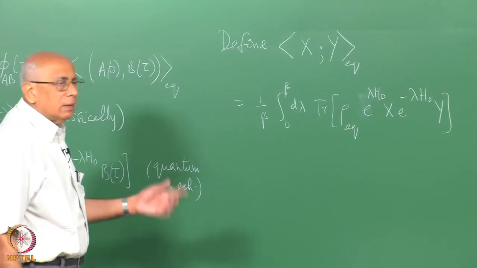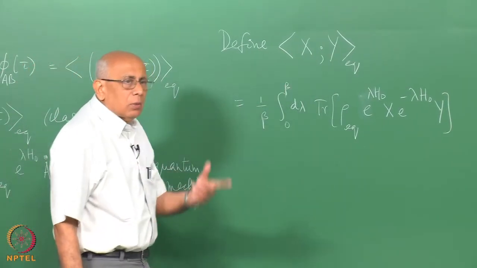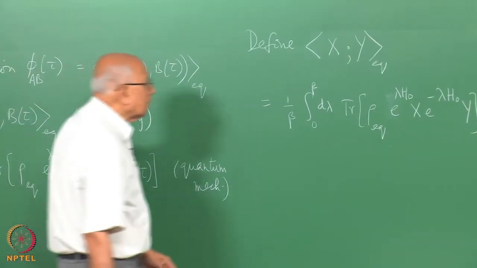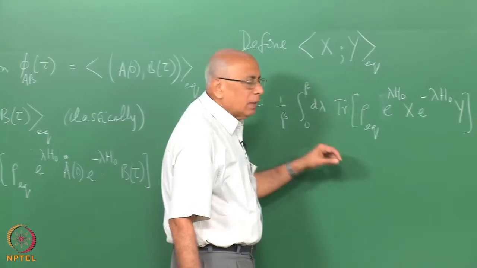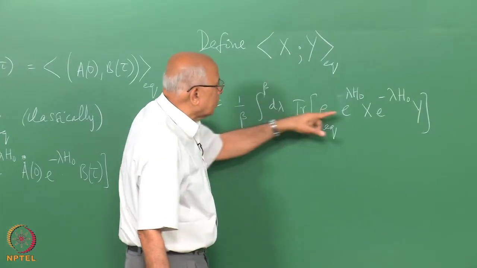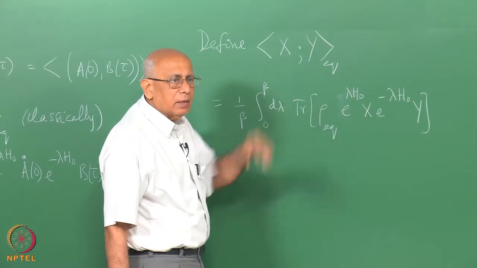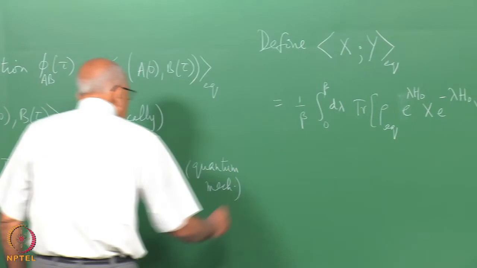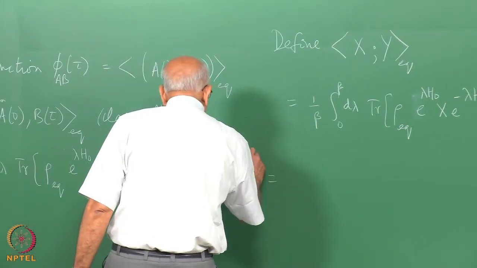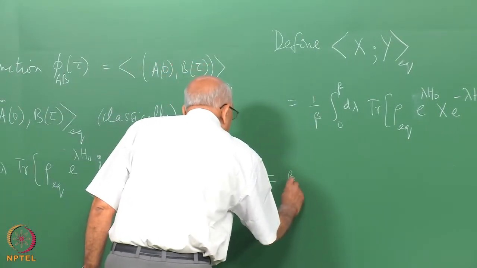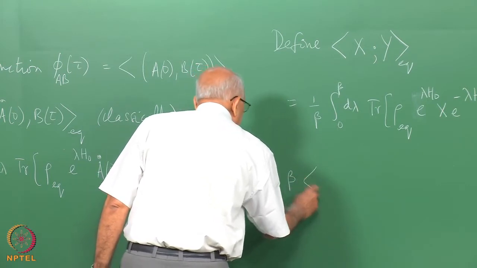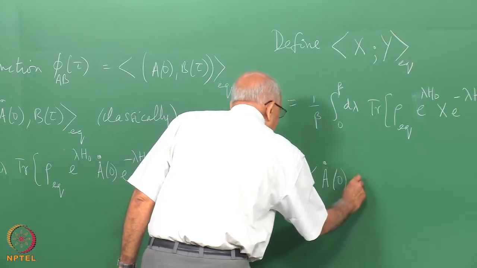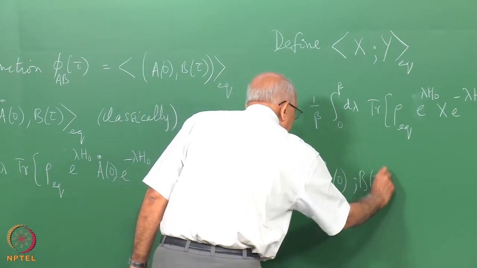So define with a semicolon here. I do not want to put a comma because that stands for things like Poisson brackets or a commutator, but define this X; Y for arbitrary time arguments of the observables X and Y. It is just defined in this fashion. Then this thing here in the quantum case becomes equal to beta times A dot of 0; B of tau.